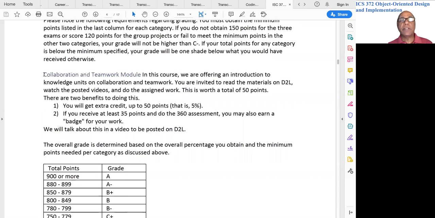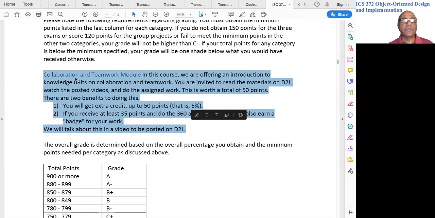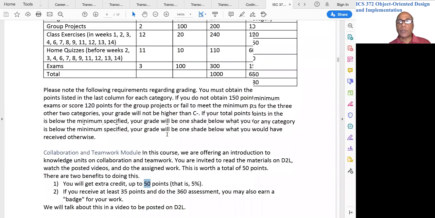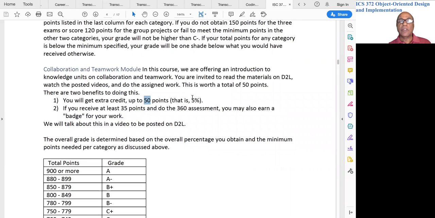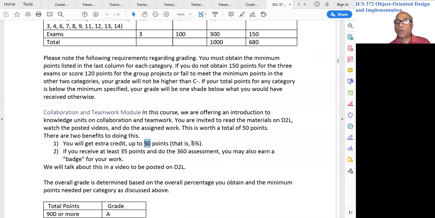Now there is a little bit of extra credit work possible. There is something called a soft skills development opportunity here. There is something called a collaboration and teamwork module. If you complete all the work, you may get up to 50 points that will be added to your total points. So that is about 5%. Whatever you receive here will be added to your total points. So you have an opportunity to improve your grade by up to 5%.